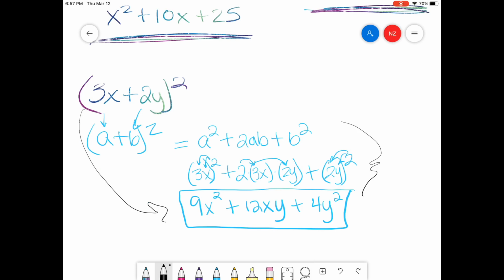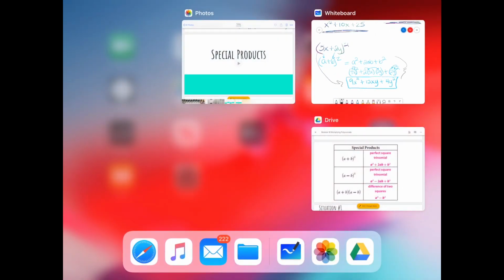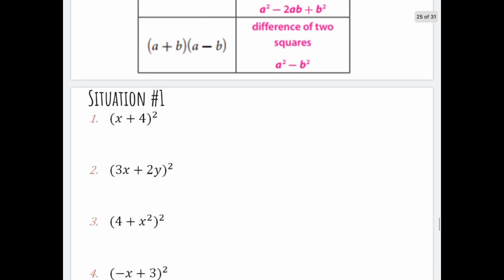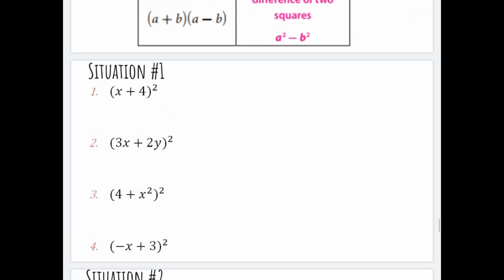Okay, so let's take a look here at some practice problems. In our special products, this is situation number 1. So you can see they all resemble that a plus b squared. Go ahead and try 1 through 4 on your own and work them out.